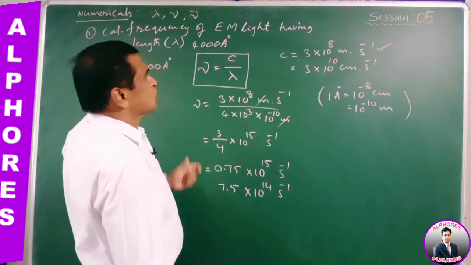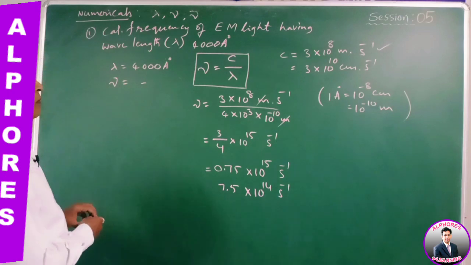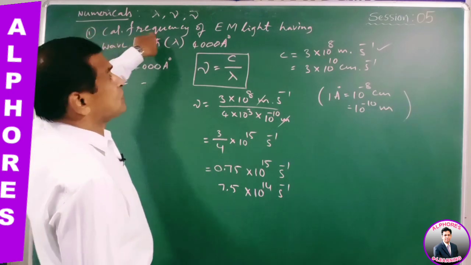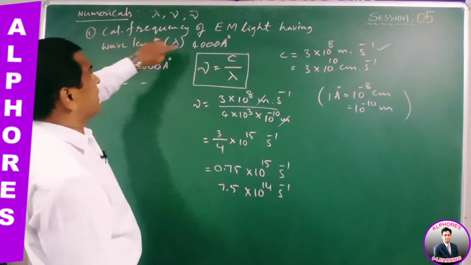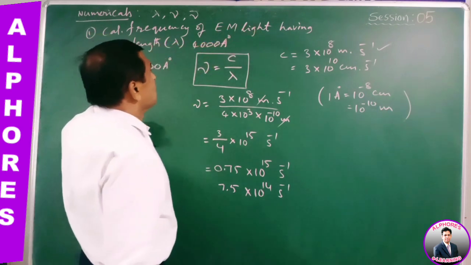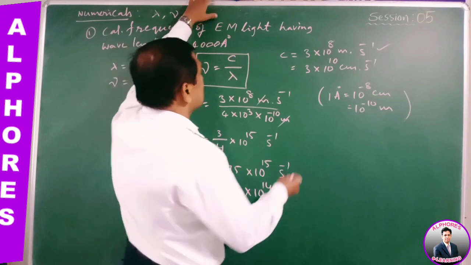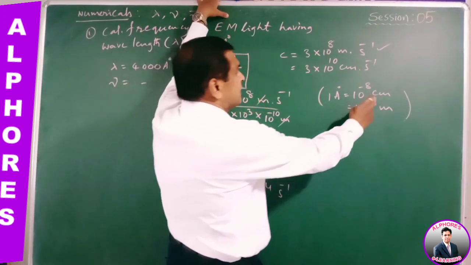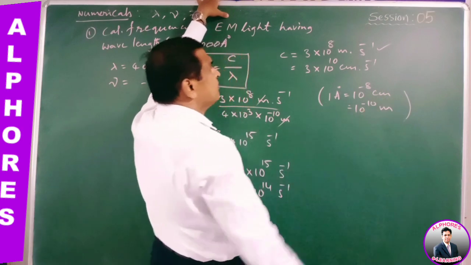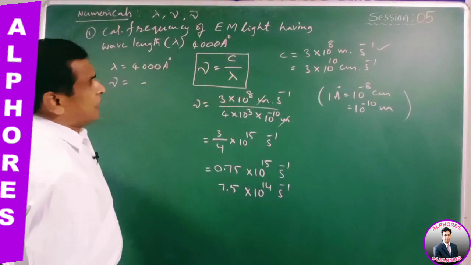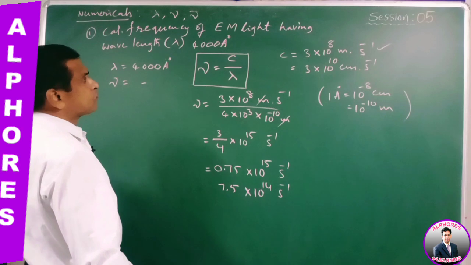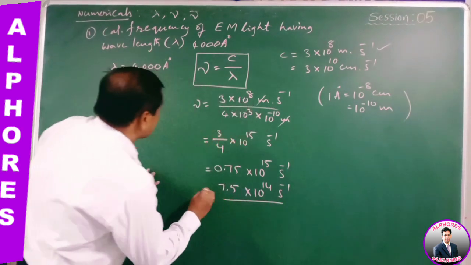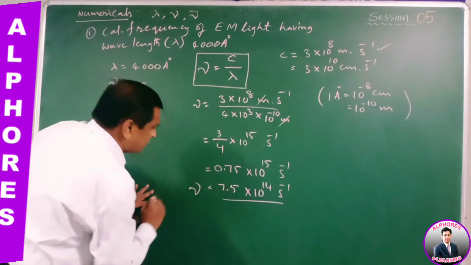So this is the first problem. We are calculating the frequency of the electromagnetic light having wavelength 4000 angstroms, where 1 angstrom unit is equal to 10 to the power minus 8 centimeters or 10 to the power minus 10 meters. Next, let us take up the frequency of the light.